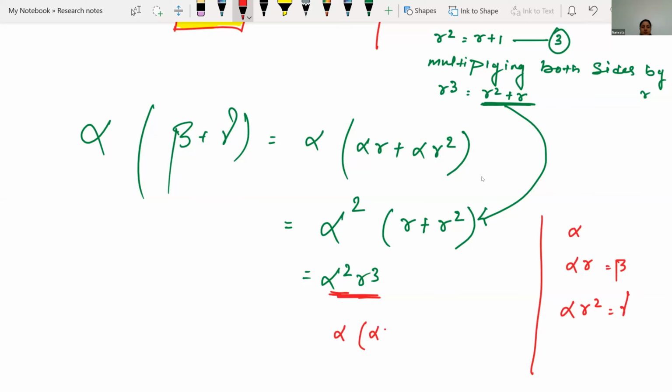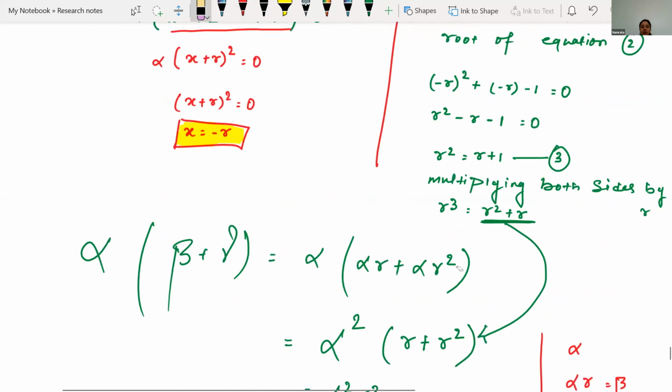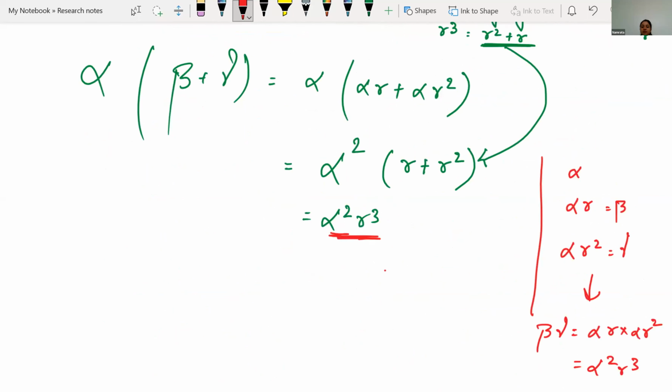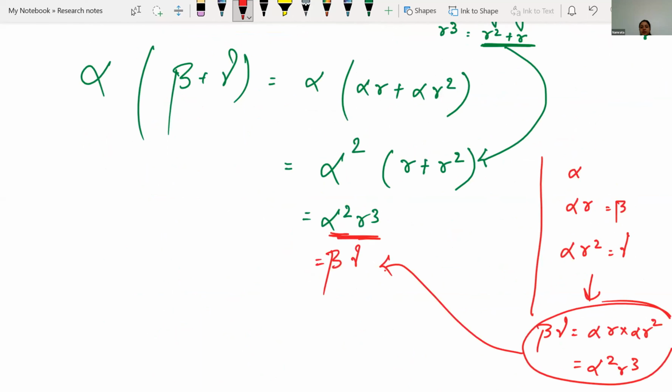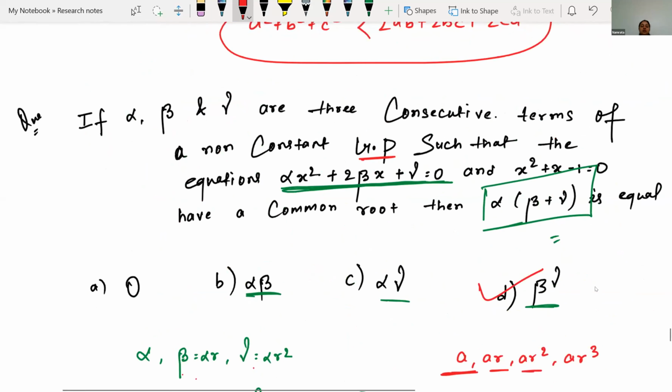Is there a beta gamma option? Let's see whether we can make it as beta gamma or not. So beta gamma will be what? According to this one, beta gamma will be alpha r into alpha r square, right? That means alpha square r cube, right? So this can be written as beta gamma, right? Is there any such option? Yes, it was there as option number 4. So that is the correct option.